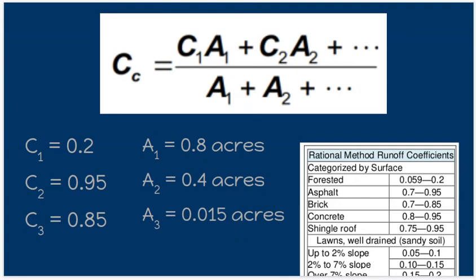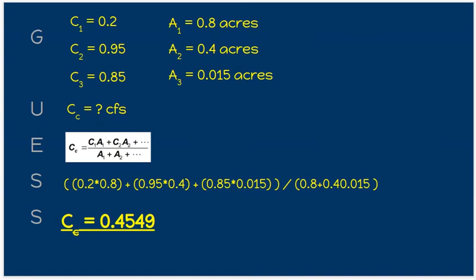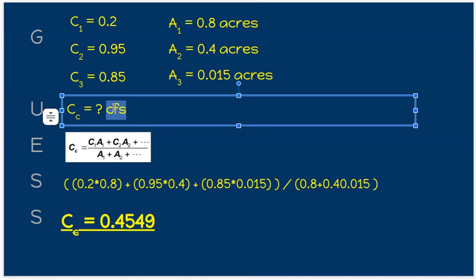Okay, so let's take a look at this. Let's say we are going to calculate this now. So set it up like this. Show me your givens. Here's all the runoff coefficients, and here's all the areas. And then we're solving for the composite runoff coefficient. That is not in cubic feet per second. Sorry. That has no unit.